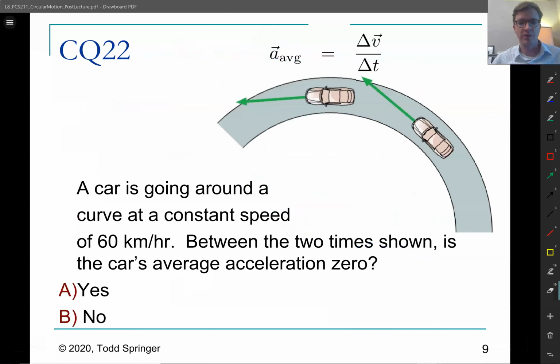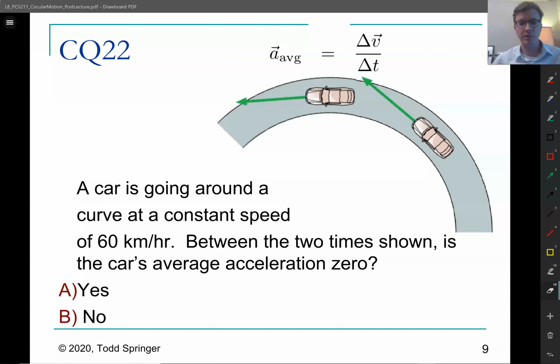So here's a clicker question, a very simple question. A car is going around a curve at a constant speed, as shown there. You can see that the curve is mostly circular, and let's say it's traveling at a constant speed of 60 kilometers per hour. Between the two times shown, initial time and final time, is the car's acceleration 0 or is it not 0? Go ahead and pause the video, and see if you can wager a guess about this question.